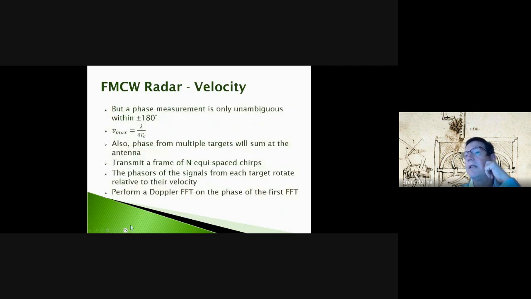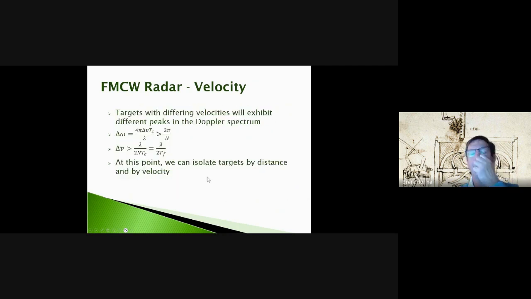Now let's collect up not just signals from a single chirp, but a whole bunch of them, and perform FFTs on the phase from the first FFT, right? What is that going to look like? Let me draw that real quickly here. We might have a matrix here. That's my time.